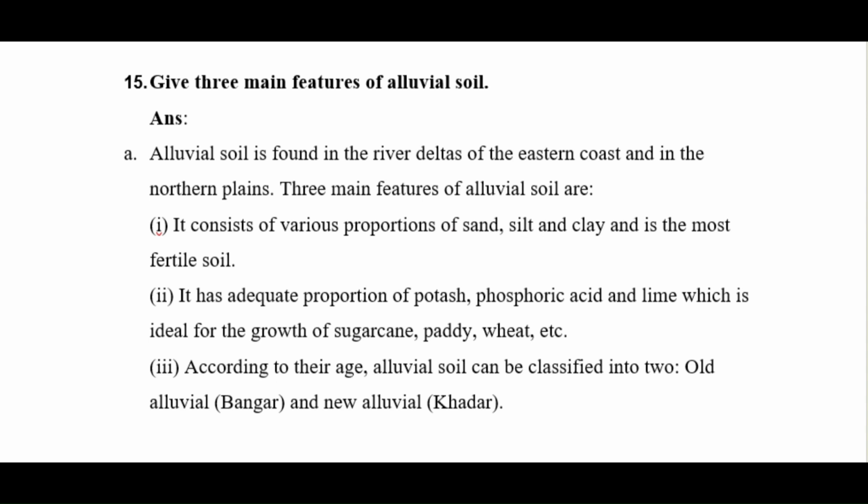15. Give 3 main features of alluvial soil. Answer. Alluvial soil is found in the river deltas of the eastern coast and in the northern plains. 3 main features of alluvial soil are: 1. It consists of various proportions of sand, silt, and clay, and is the most fertile soil. 2. It has adequate proportion of potash, phosphoric acid, and lime, which is ideal for the growth of sugarcane, paddy, wheat, etc. 3. According to their age, alluvial soil can be classified into 2: old alluvial, Bangar, and new alluvial, Khadar.